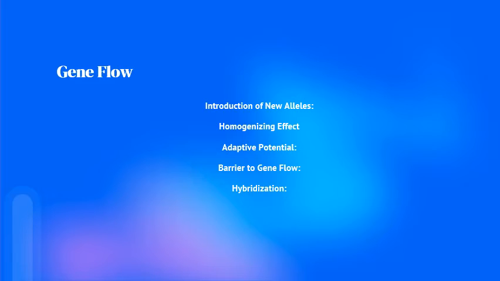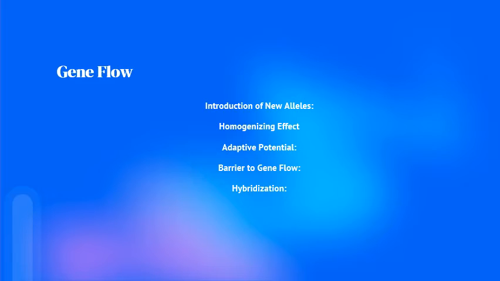Lastly, let's touch on hybridization. In cases of significant gene flow between populations, hybridization can occur. This can lead to the creation of hybrid individuals with a mixture of alleles from both populations.